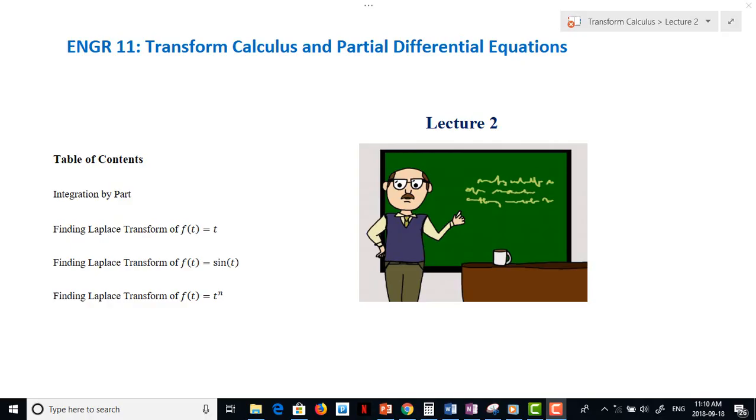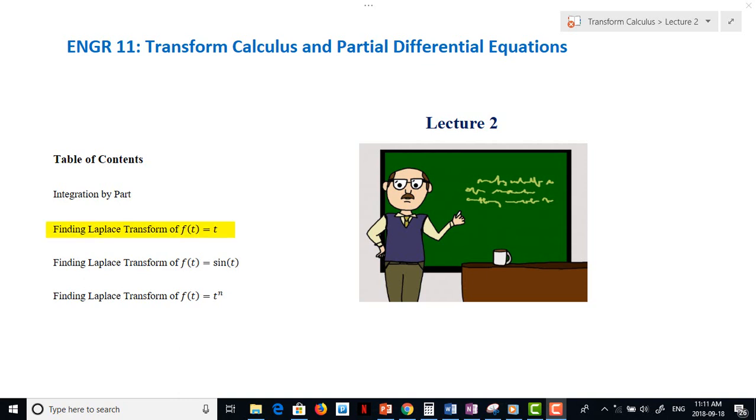Hello guys, today we want to start the second lecture of transform calculus and partial differential equations. In this lecture we want to talk about integration by parts, and then we solve one example because we need it for finding the Laplace transform of some functions. Then we solve some other examples.